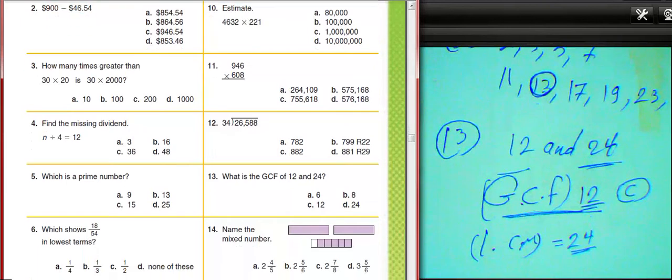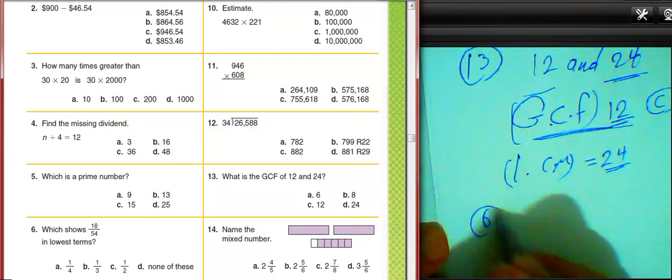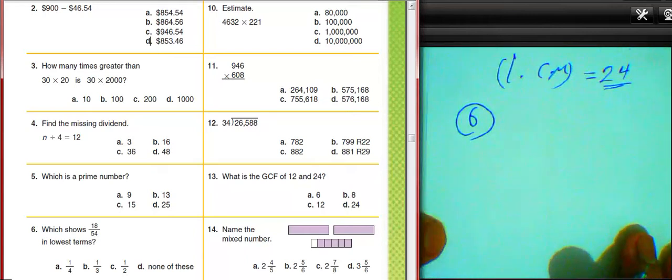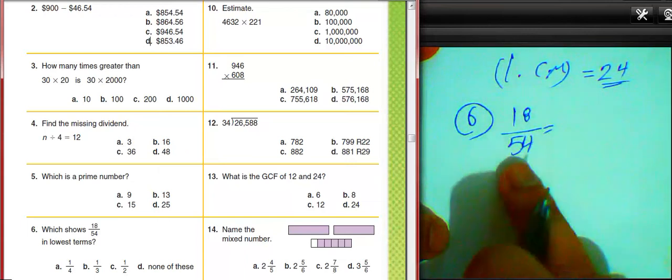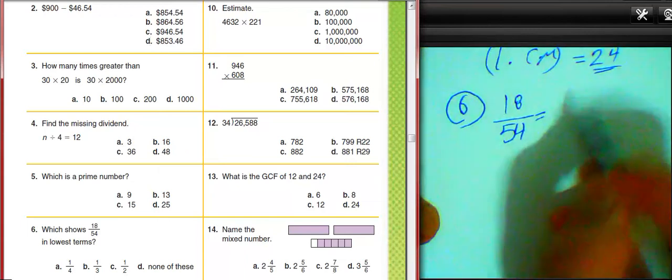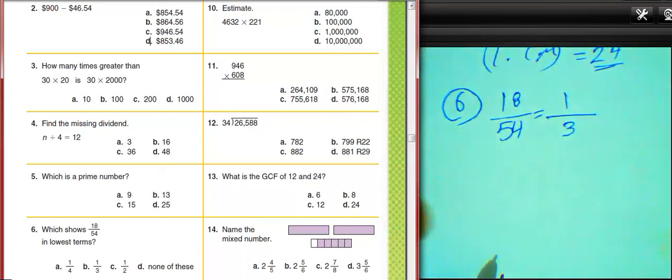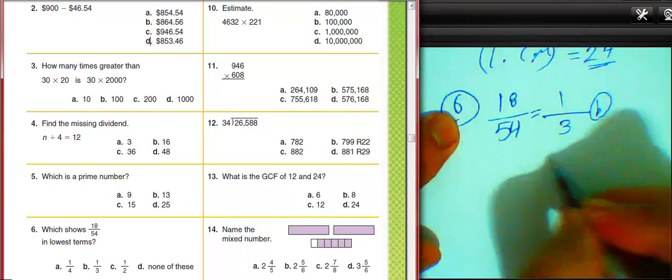Question number 6. Which is 18 over 54 in lowest terms? Okay, he asked you about the simplest form of 18 over 54. We know 54 can be divided by 18. 18 divided by 18 equals 1. 54 divided by 18 equals 3. So we must choose letter B about question 6. It will be one third.